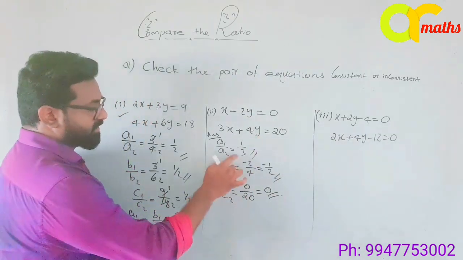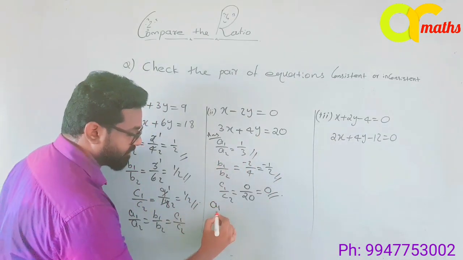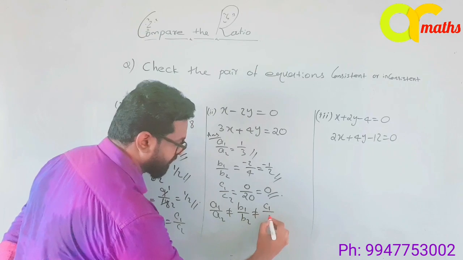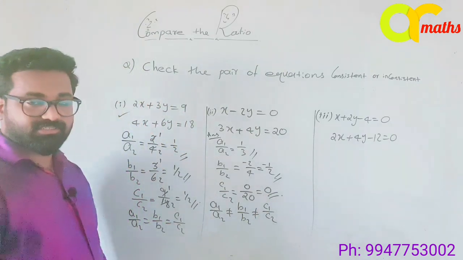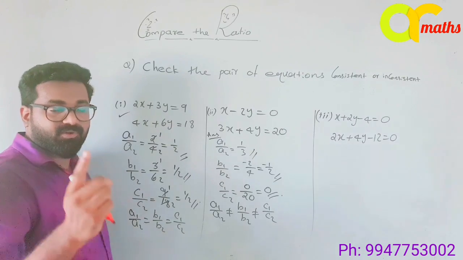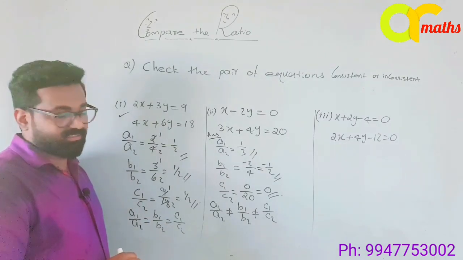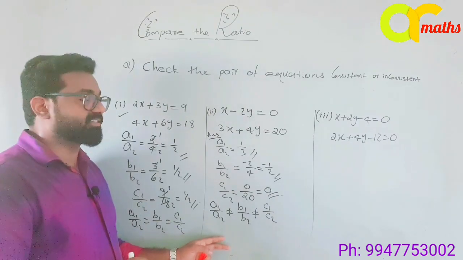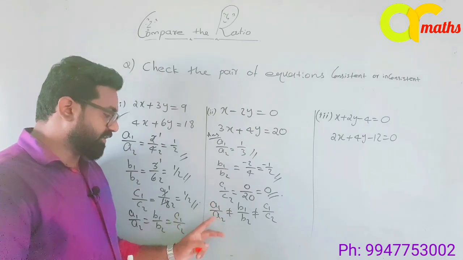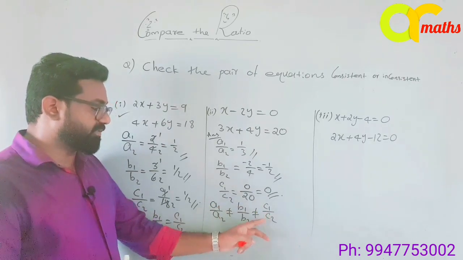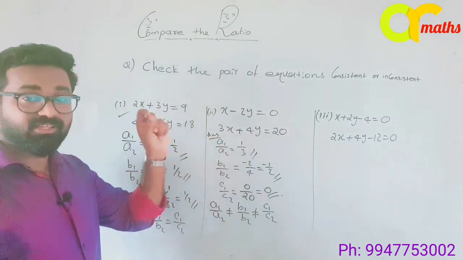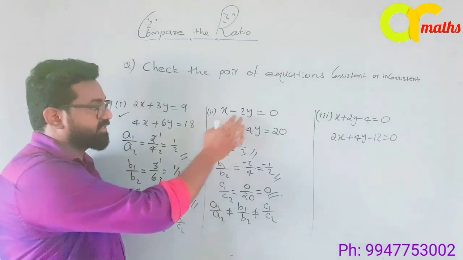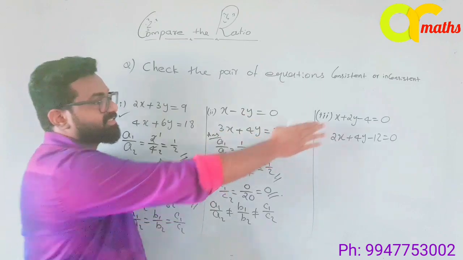So here the three answers are different. So a1 divided by a2 is not equal to b1 divided by b2, which is not equal to c1 divided by c2. So how many solutions? It has only one solution, a unique solution. So the values of x and y exist. So it is consistent. Clear? That it exists means consistent.